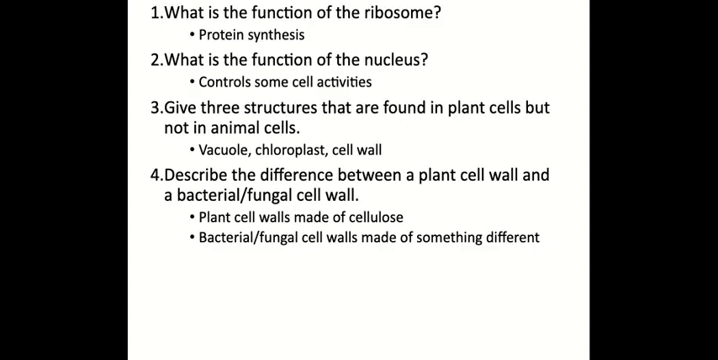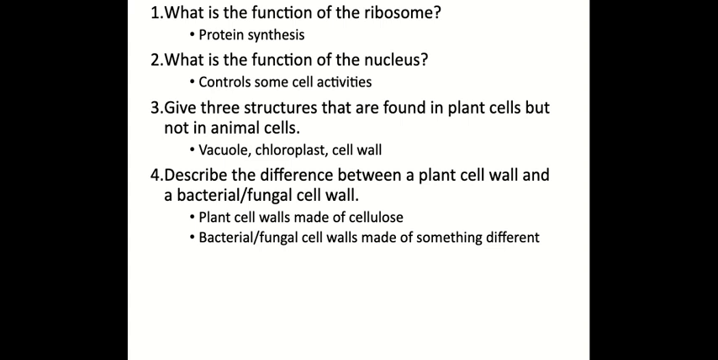Okay, so for the first one, what is the function of the ribosome? It should have been site of protein synthesis. Function of the nucleus, controls some cell activities, not all. Give 3 structures that are found in plant cells but not in animal cells. This is a really common type of question that they'll say, name some structures that are found in this type of cell but not in this type of cell, which is why it's so important that you can picture those diagrams and you can draw them out. So for structures that are found in plant cells but not in animal cells, it's the vacuole, chloroplast, and cell wall. And finally, describe the difference between a plant cell wall and a bacterial cell wall.